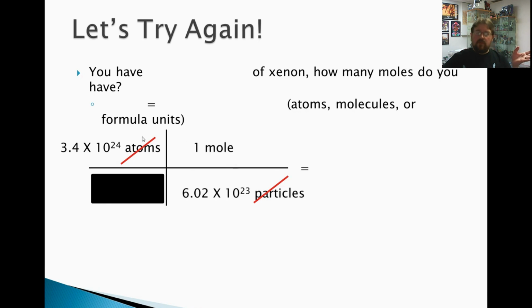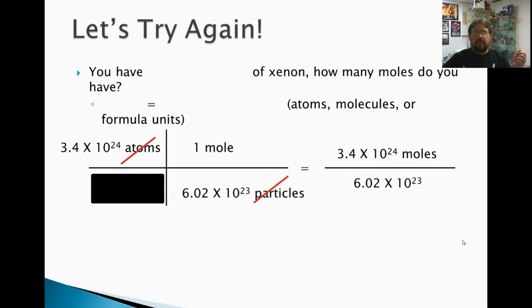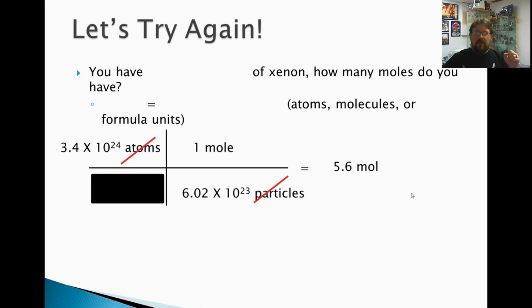Equals. So again, we multiply across the top. 3.4 times 10 to the 24th times 1 mole gives us 3.4 times 10 to the 24th moles, because it's just that times 1. Now we have moles. Over what's on the bottom? 6.02 times 10 to the 23rd. Top divided by bottom, you end up with 5.6. Okay? So you take that top number divided by the bottom number, and there's your answer.